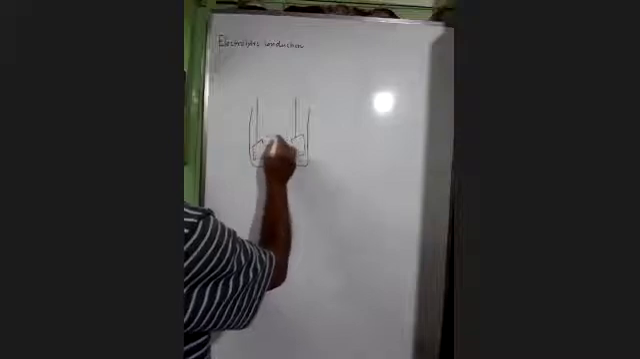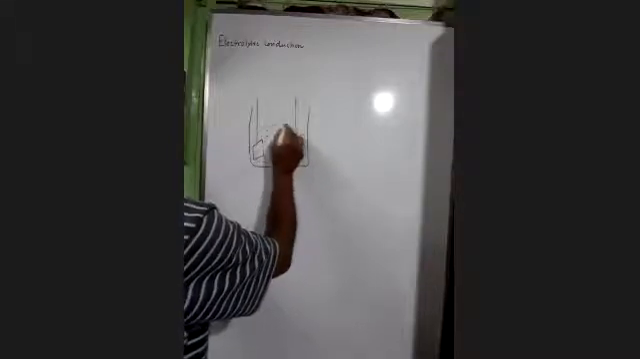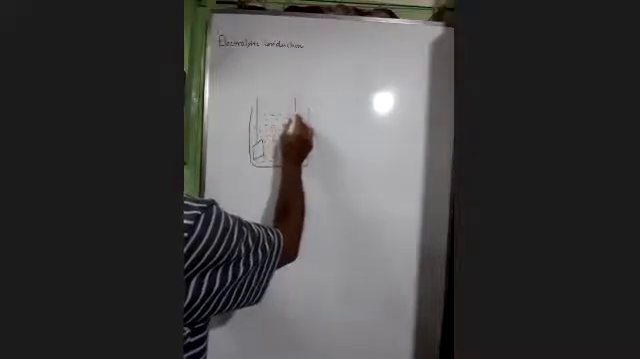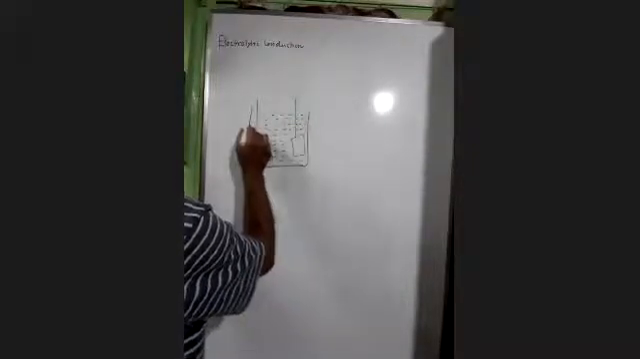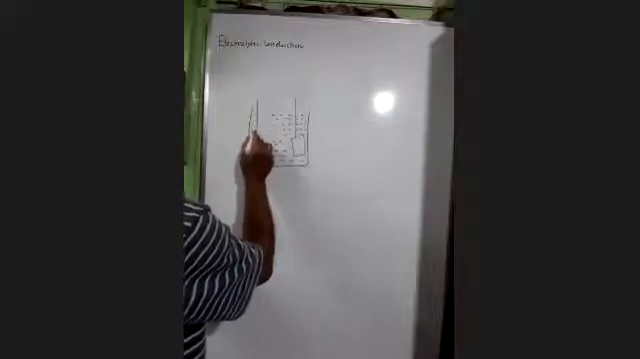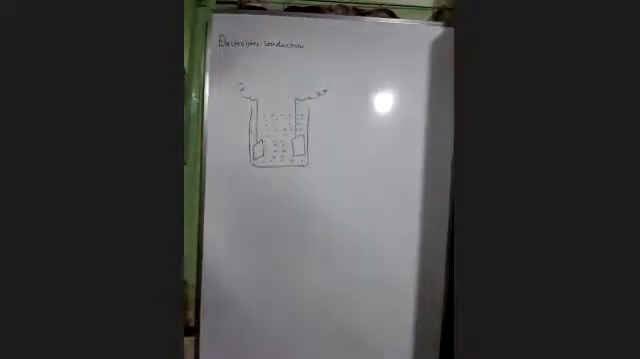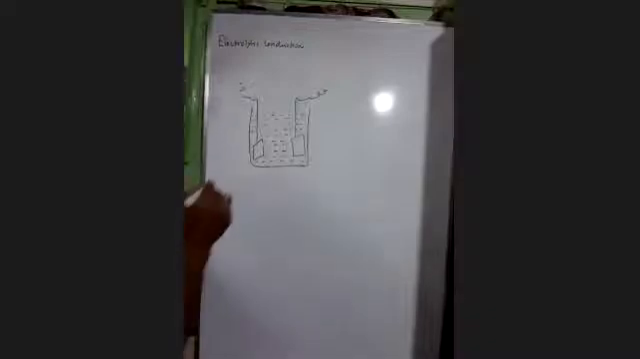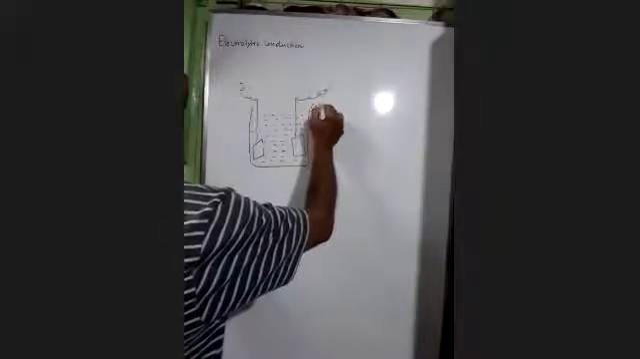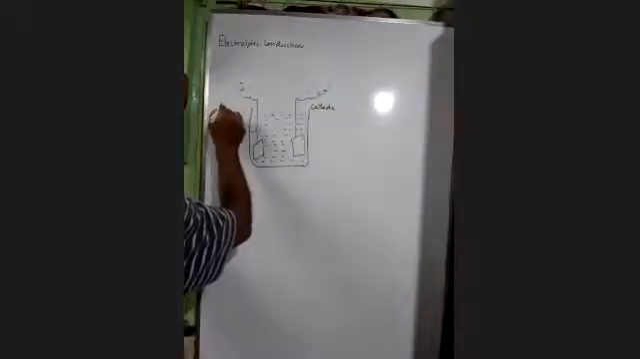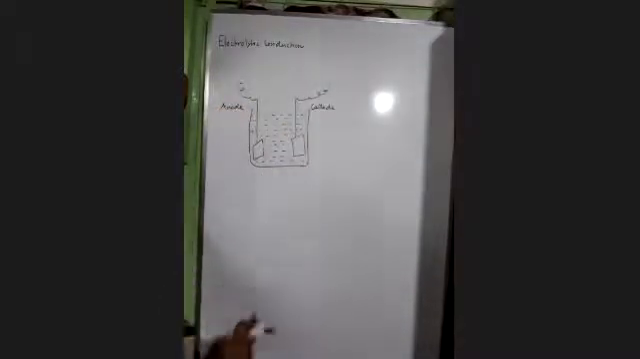It can be molten or aqueous. So this is the one. Now, this is being connected. This is cathode and this is anode. It is not my wish. It is a convention to write the cathode on the right and anode on the left.